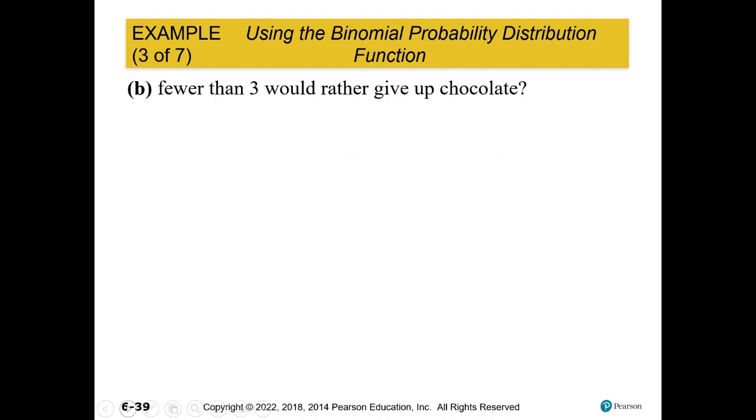What if we want to find fewer than 3? Well, fewer than is the same as less than 3. So probability that our value is less than 3. That's going to include the ones that say 0, 1, and 2. It's not going to include 3 because I want smaller than 3.